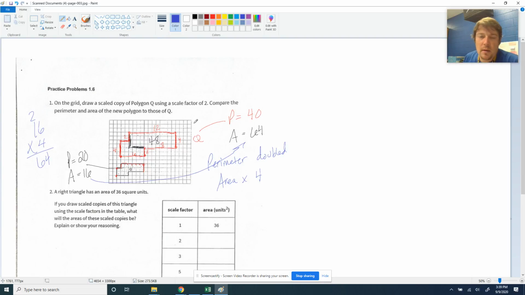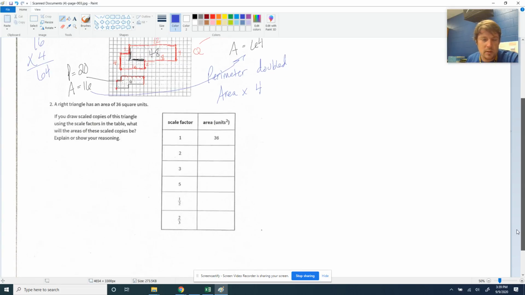That's something that we've been discussing in class. And we're noticing that area doesn't scale the same as the sides do. And that's going to come back here in a little bit. Okay, so let's continue on.